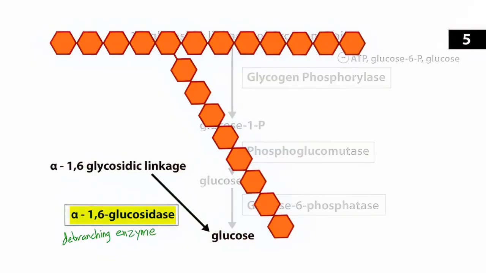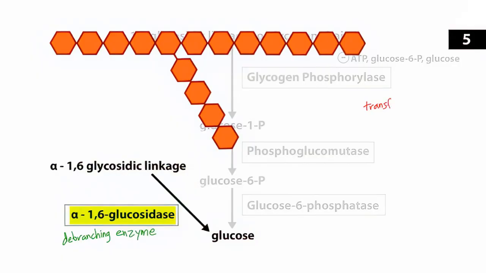This is your branched glycogen molecule, and glycogen phosphorylase is cooking along, breaking off glucose 1-phosphate molecules one at a time. But when it gets close to a branch point, one of those alpha-1,6 linkages, specifically when it gets exactly 4 glucose molecules away, glycogen phosphorylase stops working. That's when debranching enzyme goes to work. Like I said, debranching enzyme has two functions.